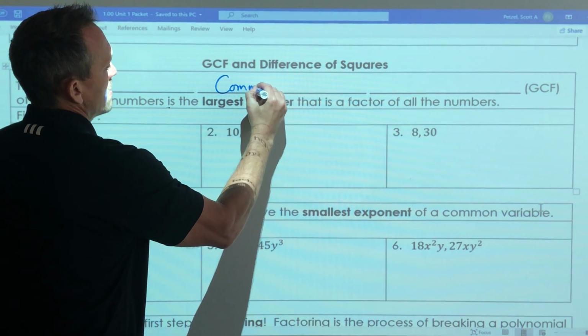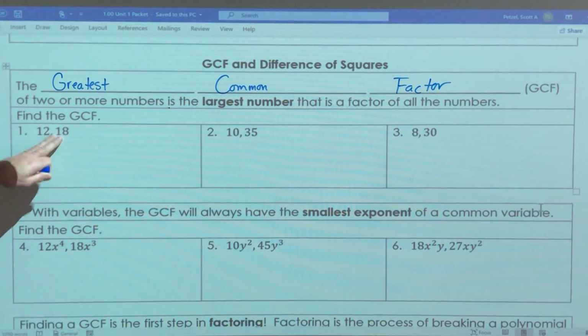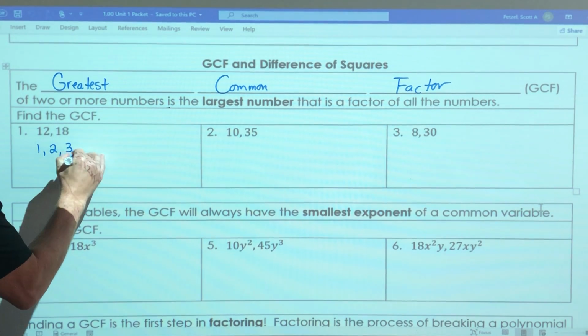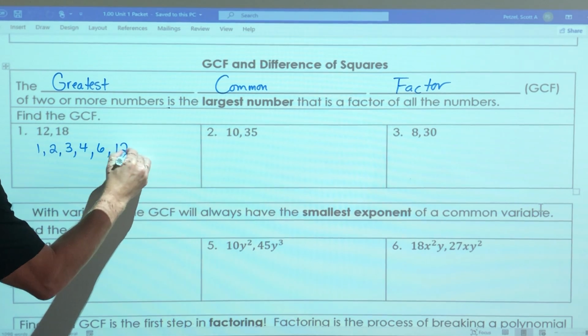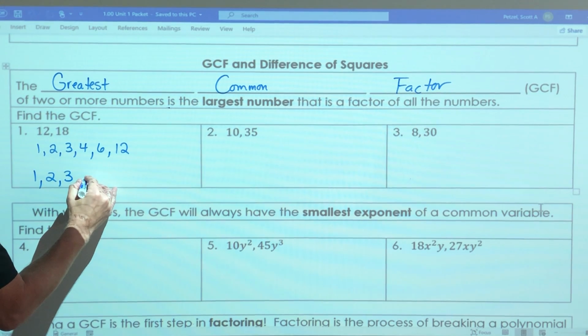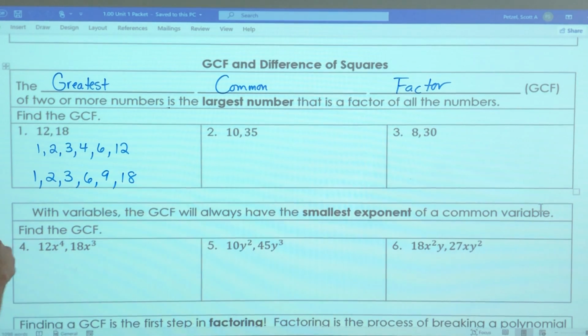Greatest common factor, GCF. What's the greatest common factor of 12 and 18? So it's 1, 2, 3, 4, 6, and 12. And 1, 2, 3, 6, 9, and 18. So these are factors of 12 and 18. What's my GCF? Well, my GCF is 6.